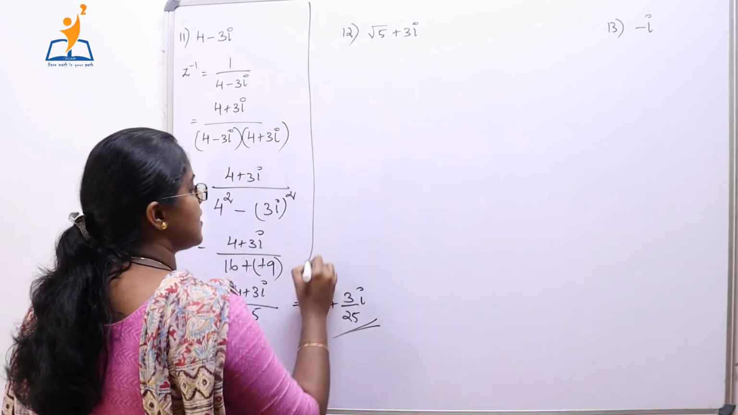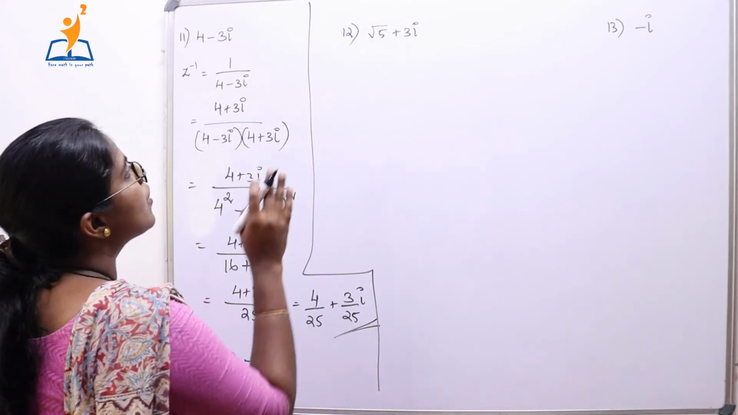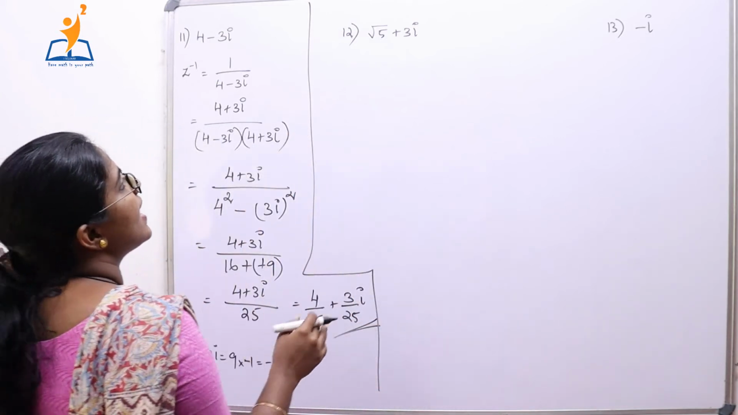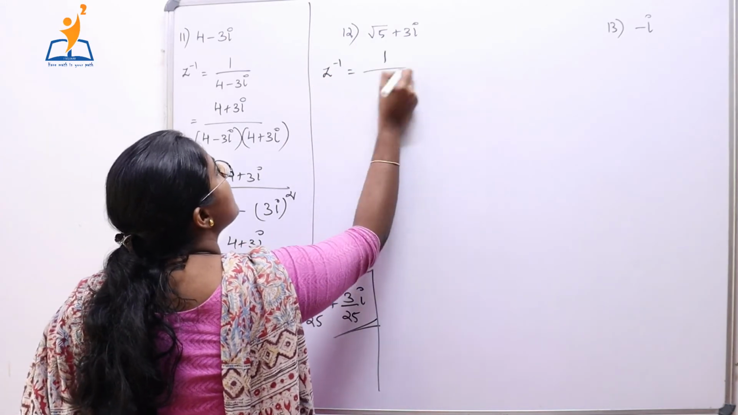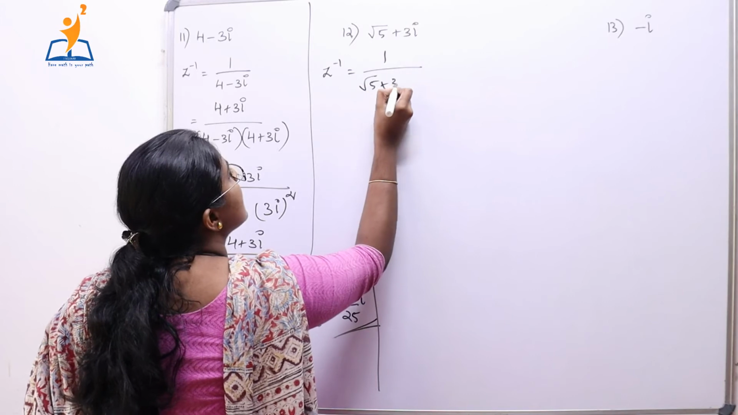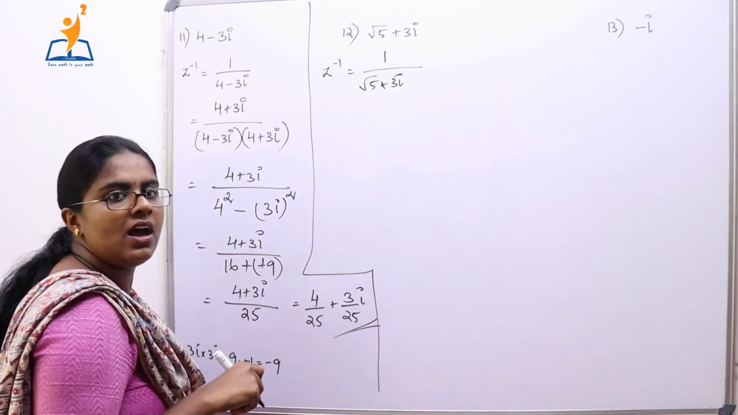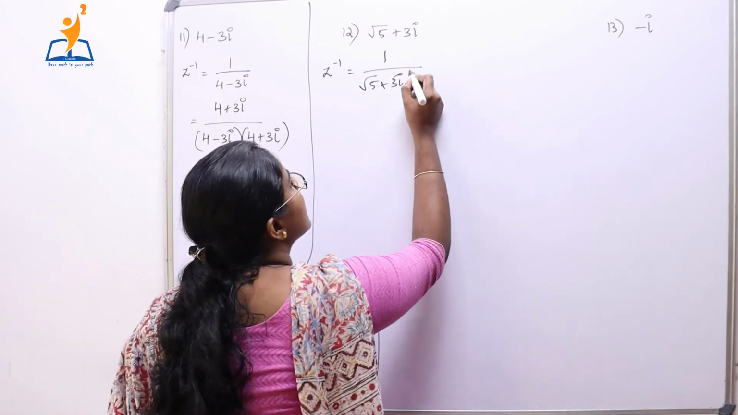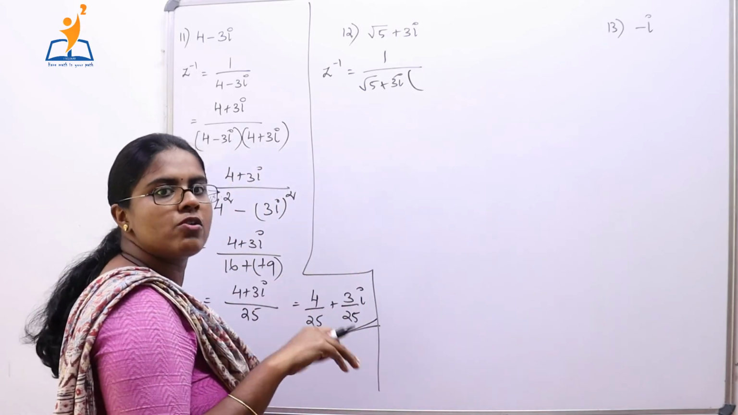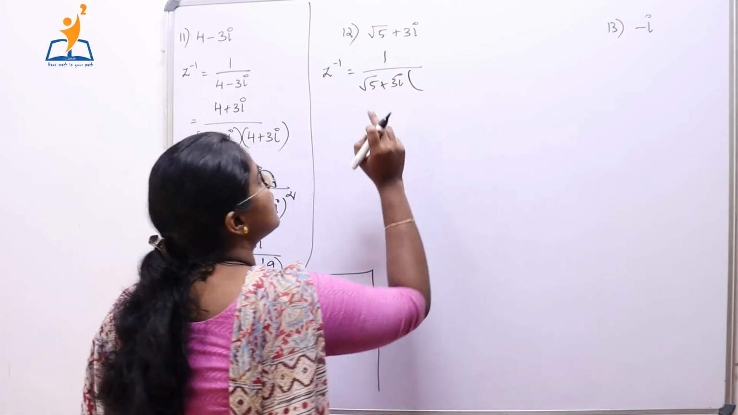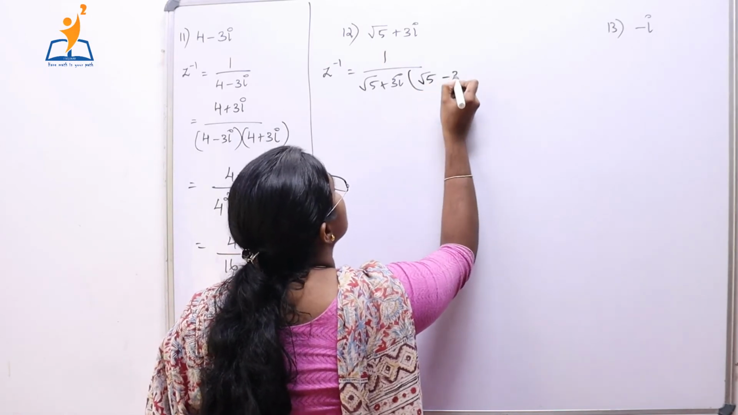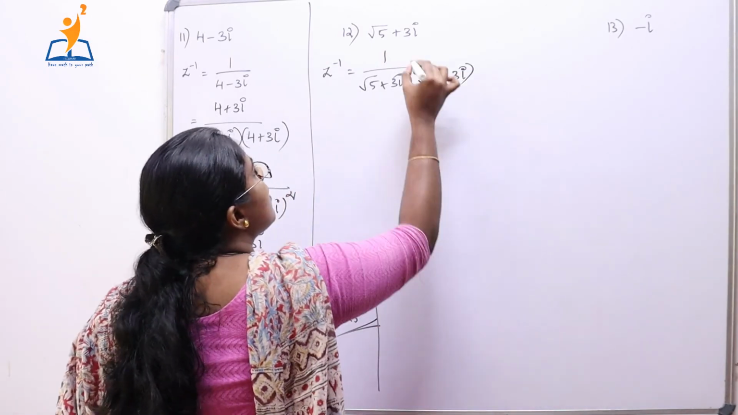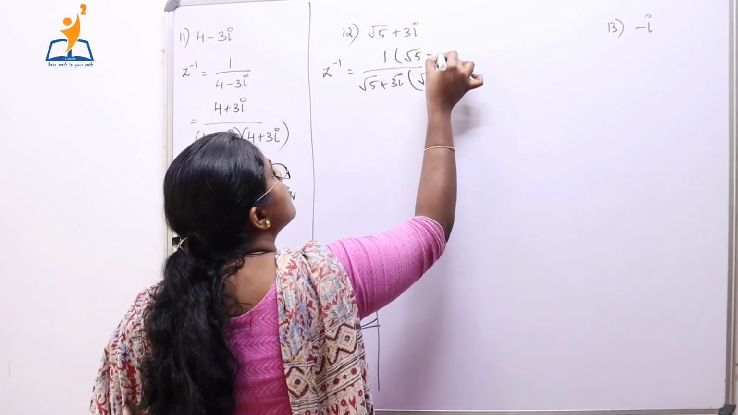Now we shall move to the next question. The next question is root 5 plus 3i. Find the multiplicative inverse of this complex number. It is 1 by root 5 plus 3i. So in order to find the multiplicative inverse, we want to multiply the denominator's conjugate in both numerator and denominator. What is the conjugate of root 5 plus 3i? Root 5 minus 3i.